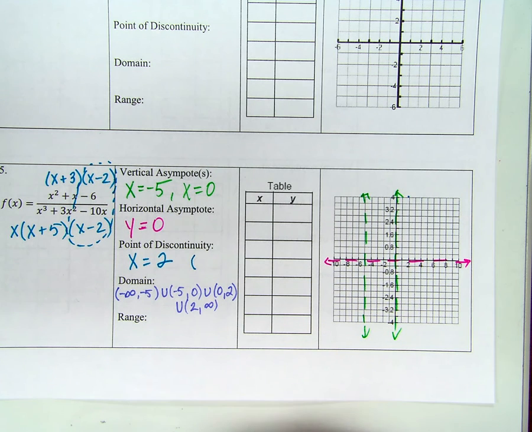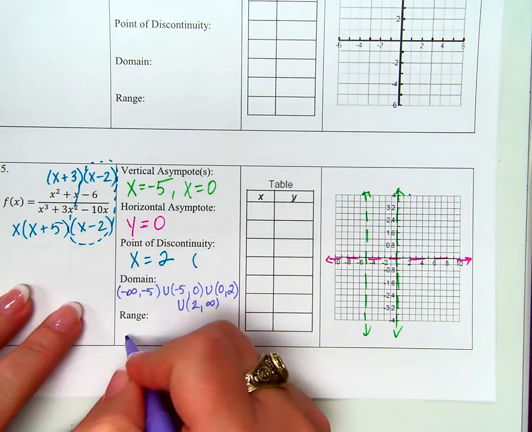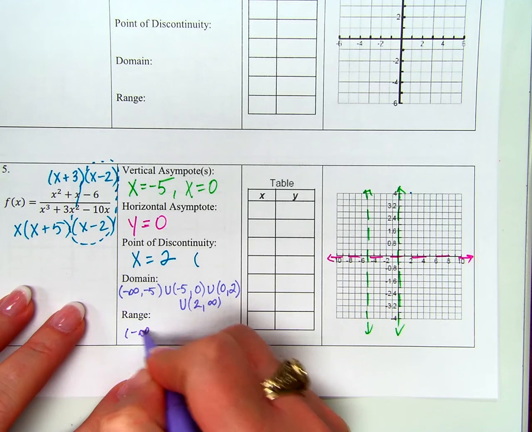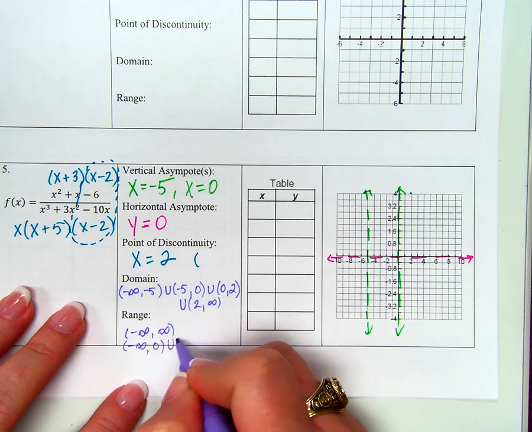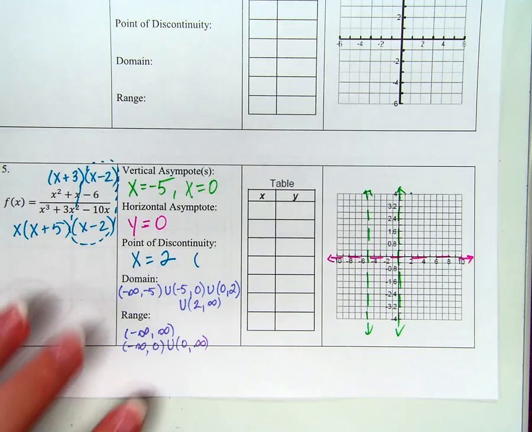What about the range? Say it. What you got? I don't know. I'm really bad at range. It's all right. I was thinking it'd be like negative infinity or zero to infinity. Okay, so you're saying either negative infinity to infinity, or you're saying negative infinity to 0, and then again from 0 to infinity. Those are the two things I heard from you.